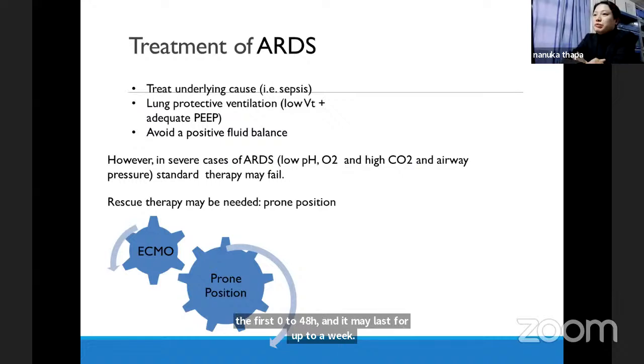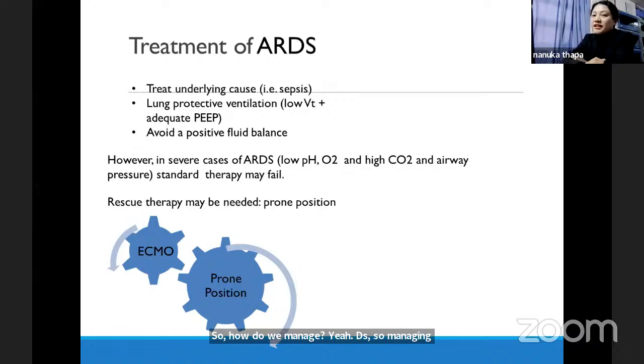So how do we manage ARDS? Managing ARDS lies in treatment of the underlying cause. So we have to treat the underlying cause. For example, if you have a septic focus, you have to treat the sepsis. And for ARDS, we give lung protective ventilation, in which we give low tidal volume with adequate PEEP. And we have to maintain normal volemia.